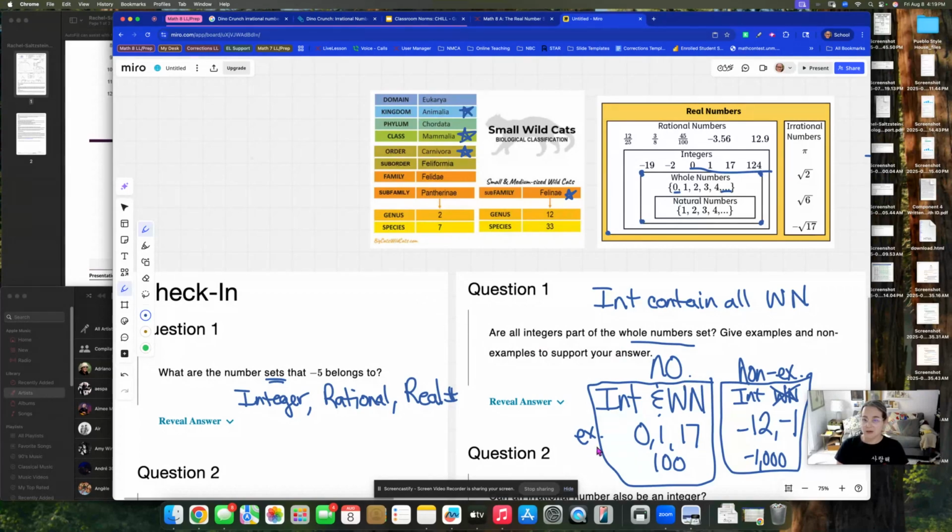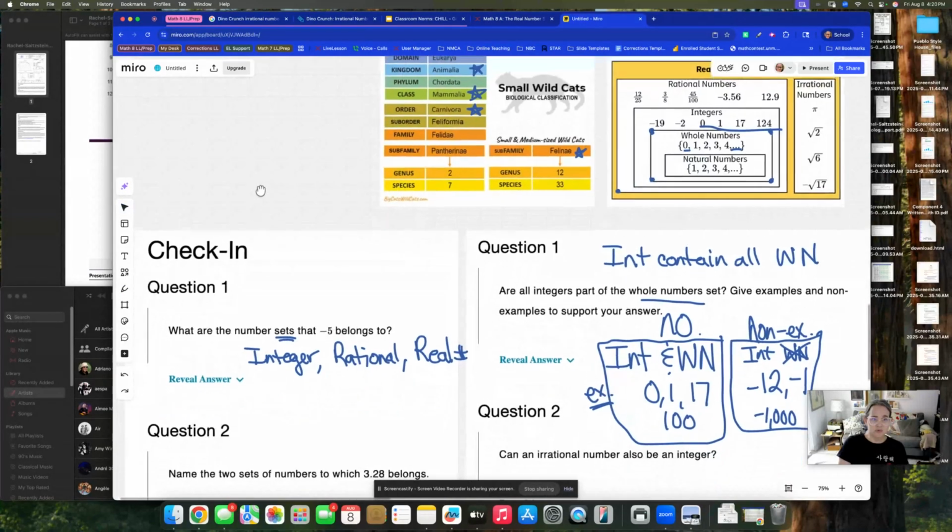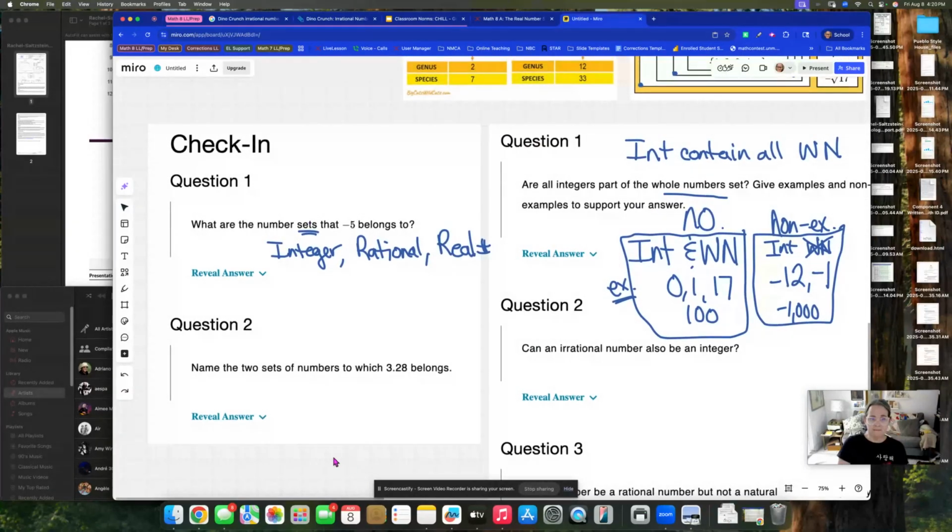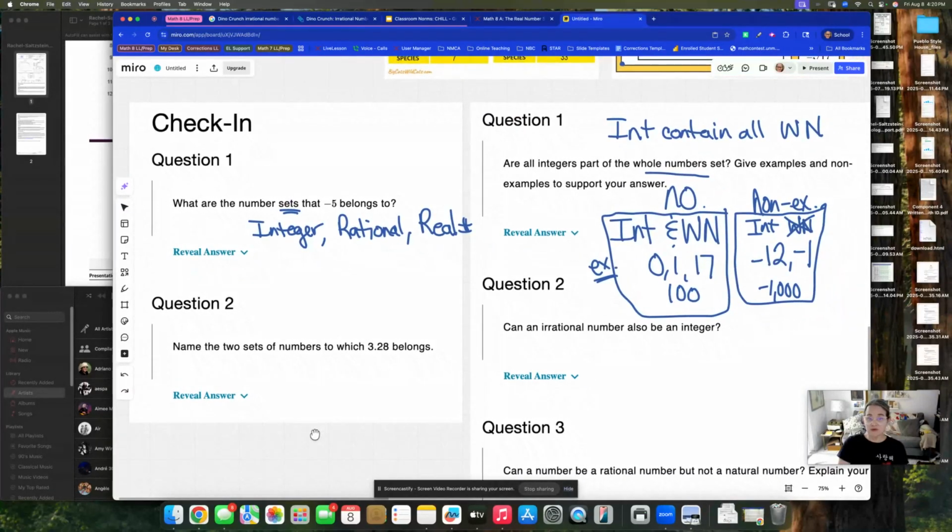No, they aren't. The examples here are 0, 1, 17, 100. Those are both integer and whole number. Non-examples are over here. The negatives. Those, yes, are integers, but no, they're not whole numbers. Because a whole number has to be a positive, and it starts at 0. Why can't I move this? There we go.